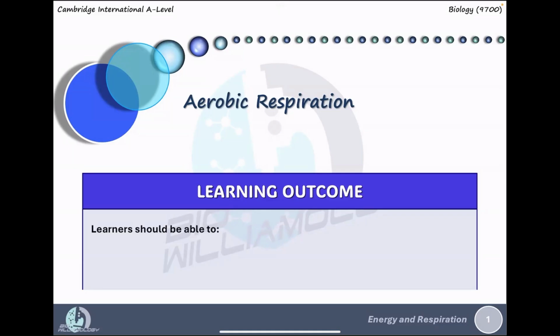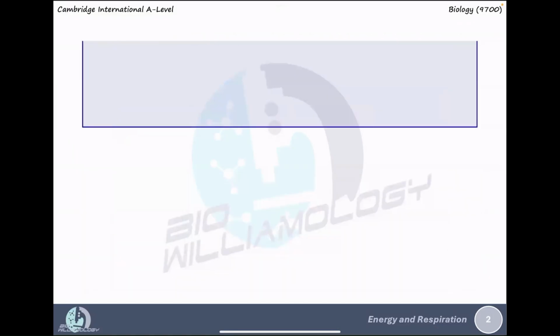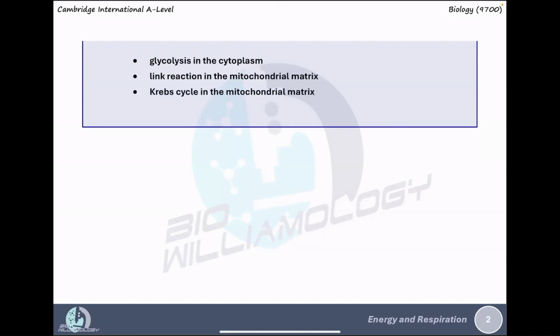In this lesson, we will explore a general overview of aerobic respiration. At the end of this lesson, you will be able to state which of the 4 stages in aerobic respiration occur in eukaryotic cells. Glycolysis in the cytoplasm, link reaction in the mitochondrial matrix, Krebs cycle in the mitochondrial matrix, as well as oxidative phosphorylation on the inner membranes of mitochondria. Let's get started.